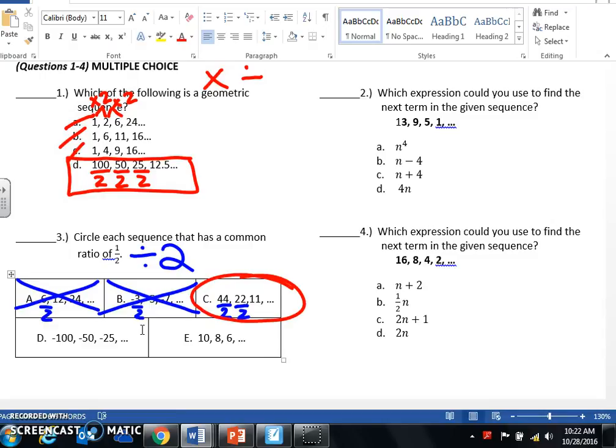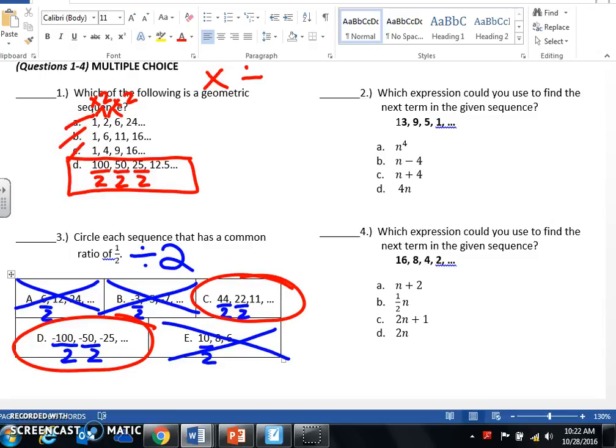Okay. -100 divided by 2 is -50. -50 divided by 2 is -25. So that looks like a winner. And then last but not least, 10 divided by 2 is 5, which is not the next number, so that's wrong. So those two and those two only.